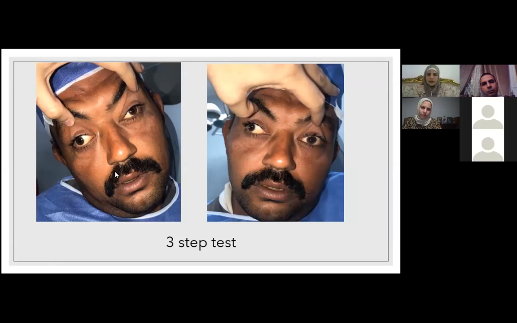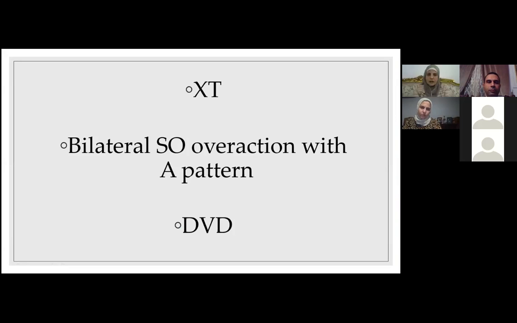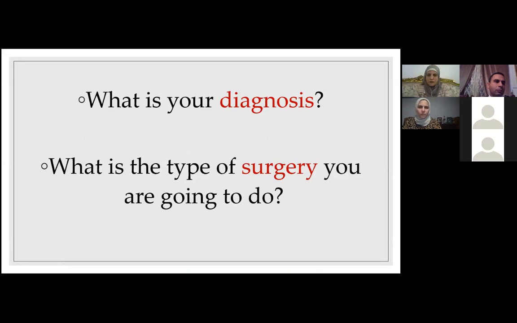So let's see the photos of the patient again. Here we have right XT of 85 prisms, and this is the upwards position, and in the downwards position we have an A pattern XT with bilateral superior oblique overaction. So this patient has XT with an A pattern with bilateral superior oblique overaction and DVD. So what is the diagnosis and what is the type of surgery you are going to do for this?